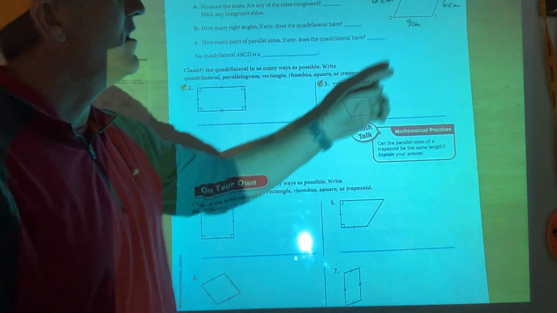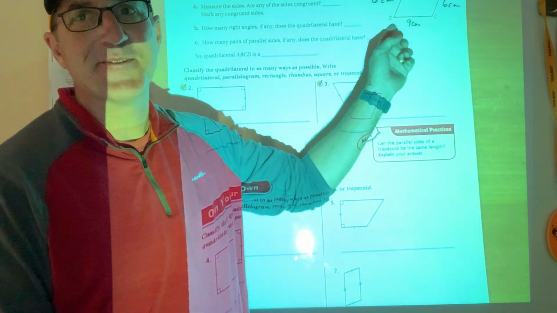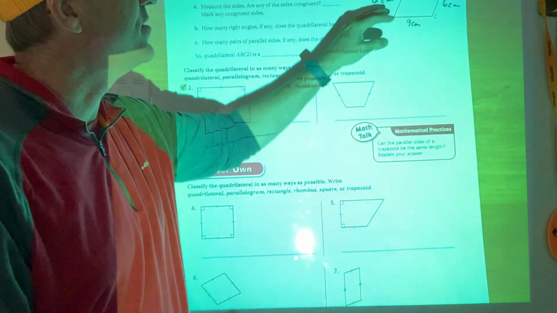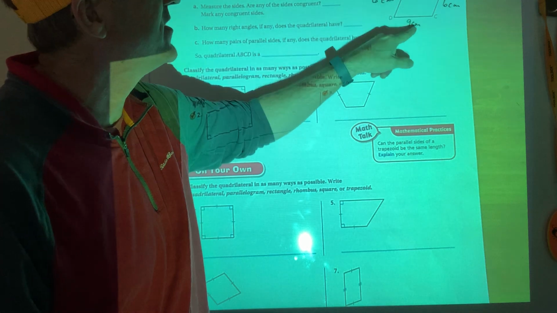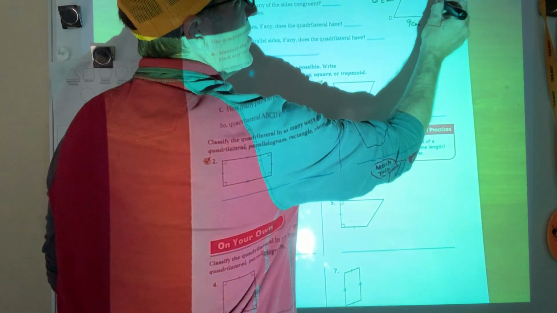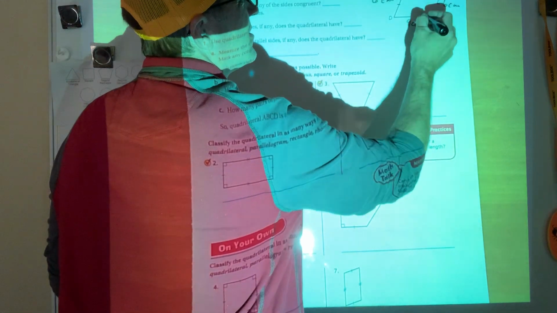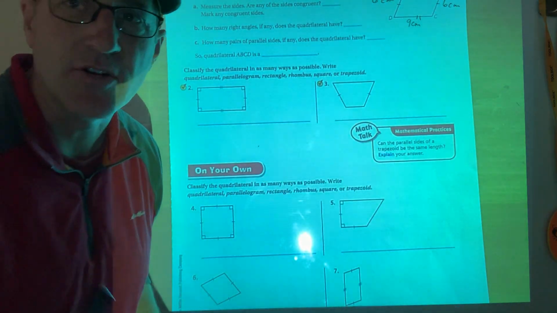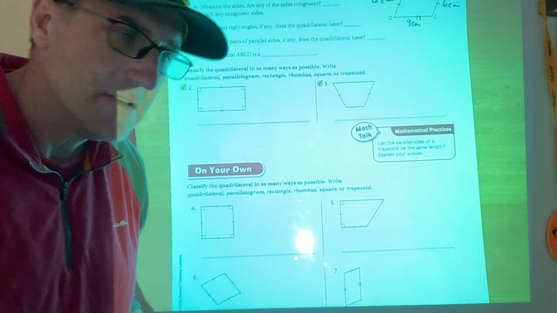I have already taken the liberty of measuring these off for us because I didn't want to waste a whole bunch of time. So these are 6 centimeters long on both sides and 9 centimeters long on both sides there. So what we could do is mark these with 1 dash and these with 2 dashes to show that they are congruent, which means that they are the same.